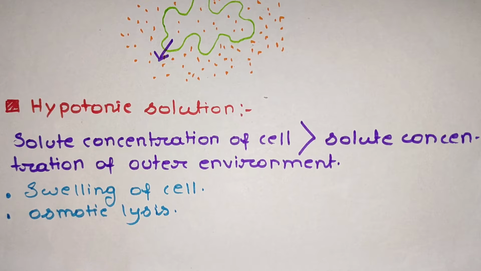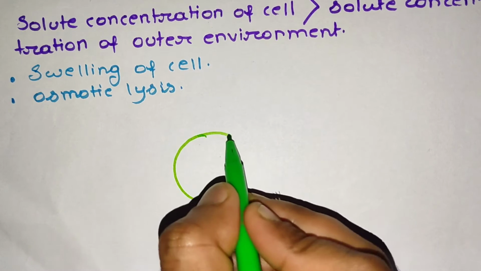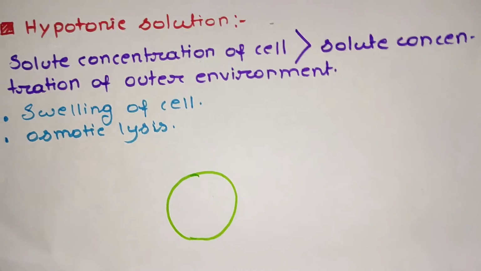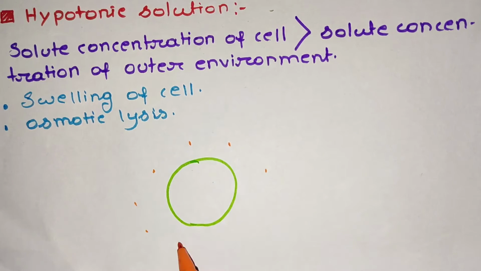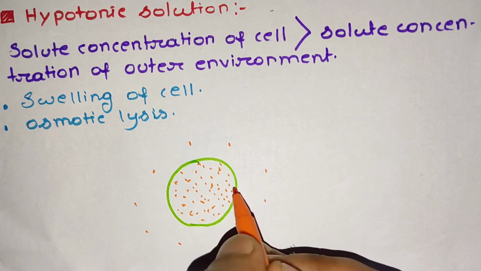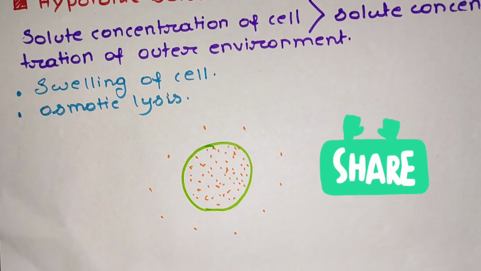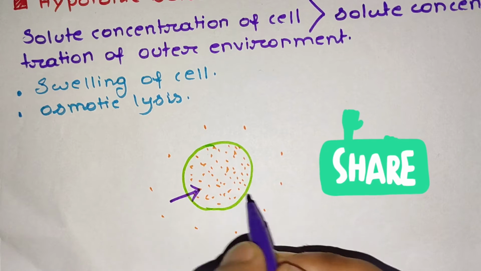and ultimately the cell bursts, and this is called osmotic lysis. So in case of hypotonic solutions, there is a chance of osmotic lysis. In natural conditions, the cell has to face osmotic lysis because the cell contains different types of biomolecules, as you can see from this diagram. On the other hand, the outer environment contains less solute. That is why there is a chance of movement of water inside the cell from the outer environment, and swelling of the cell occurs, ultimately the cell bursts, and this phenomenon is called osmotic lysis.